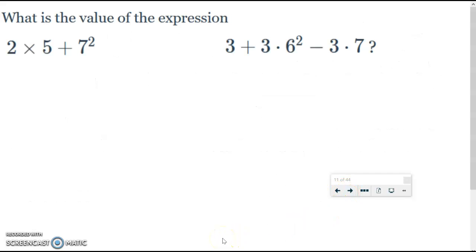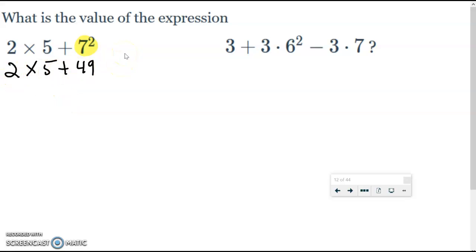Alright, so here it says what is the value of the expression, and we're going to follow PEMDAS. So parentheses, there's no parentheses, so we skip that. Exponents, we do have an exponent, so I have 7 to the second. We're going to do that first. And 7 to the second is 49. And you just write out everything else the same.